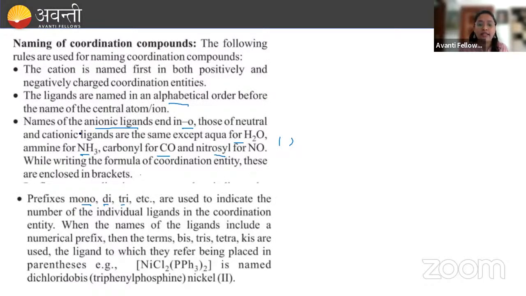When the names of the ligands include a numerical prefix, for example PPh3, which itself has a 3 and there are 2 of them, then we use 2 for bis, 3 for tris, and 4 for tetrakis. Bis, tris, and tetrakis are used for ligands that already have a numerical prefix.